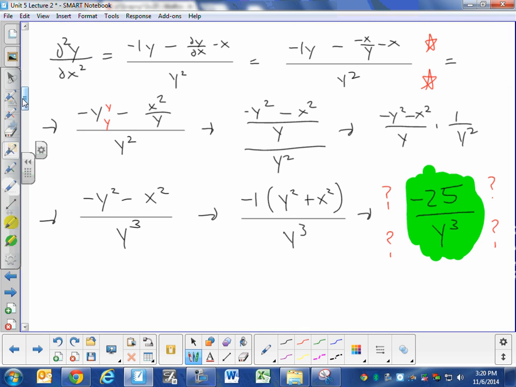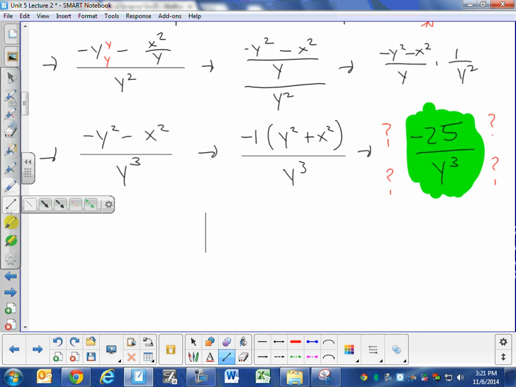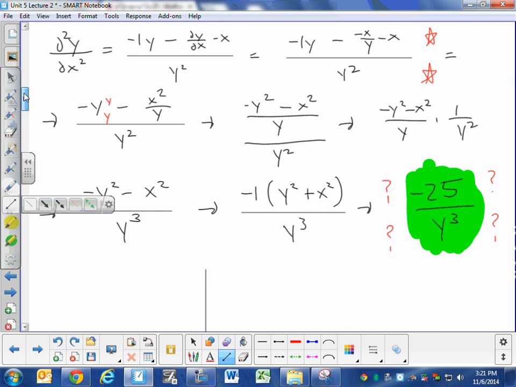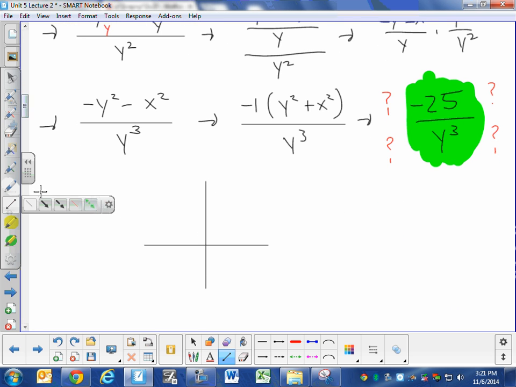Now, this is great because what was something that doesn't make much sense to me and I had to use x's and y's to find out second derivatives, now is something where I just plug in y's and I get second derivatives. Well, what does the second derivative tell me about my original equation? The concavity. Thank you. Well, what does x squared plus y squared equals 25 look like? It's a circle. Well, let's draw a circle here.